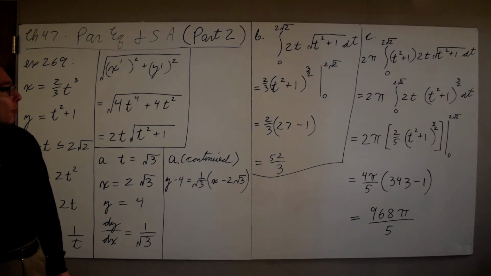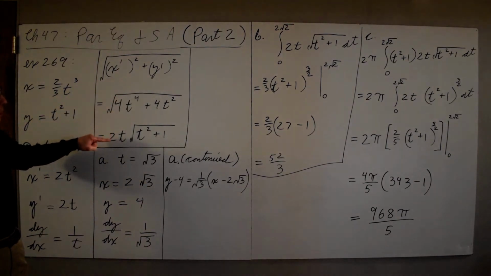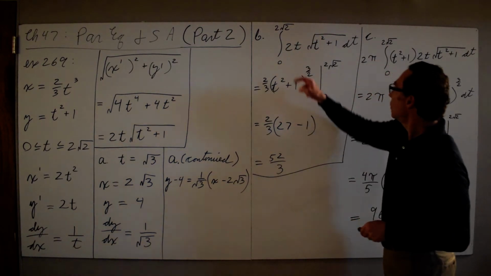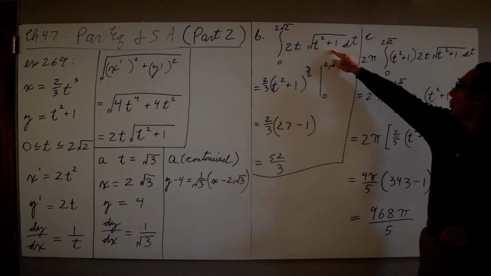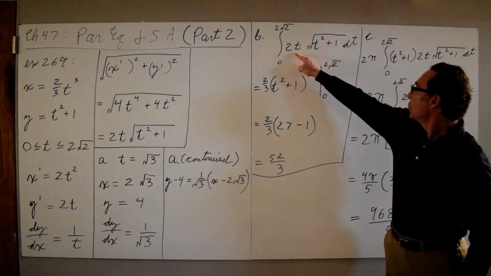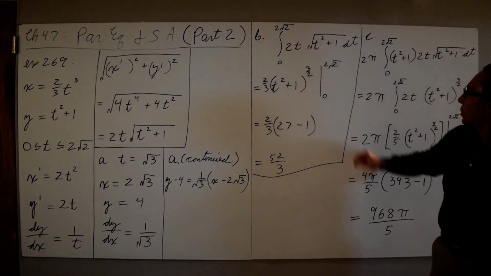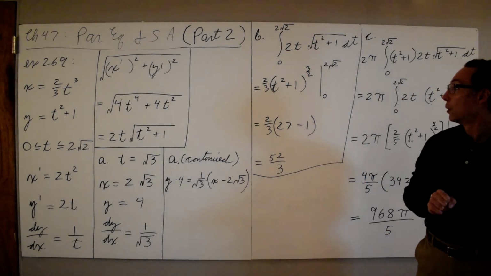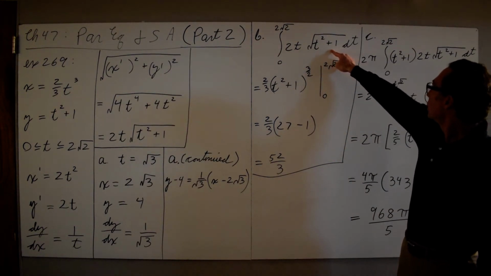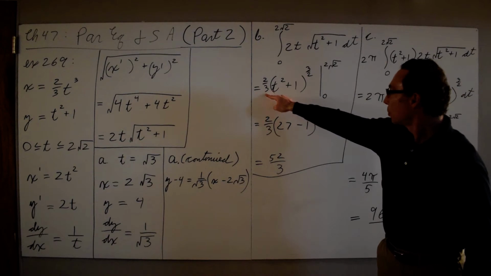Part B is finding an arc length. So that means we're just going to integrate this expression. So we integrate from 0 to 2 square root of 2 of 2t times the square root of t squared plus 1. Note that the derivative of t squared plus 1 is 2t, so this is a very straightforward substitution. Since it's such a straightforward substitution, we can also just do this by finding an antiderivative. And so this expression can be rewritten as t squared plus 1 to the 1/2 power. So we increase the exponent by 1, multiply by 2/3.